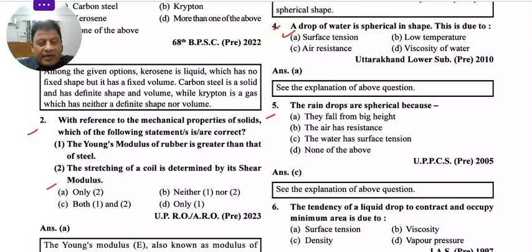The raindrops are spherical. Again, this is the state question. Spherical क्यों होता है? It's because of the surface tension. C option है। और surface tension के बारे में मैंने बताया कि surface tension is a property of the matter due to which it tries to minimize its surface area.